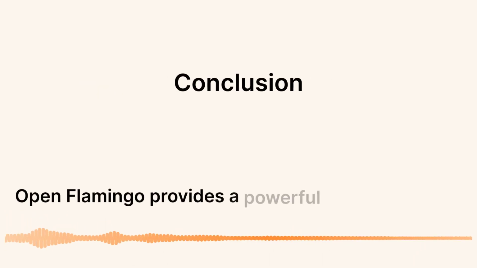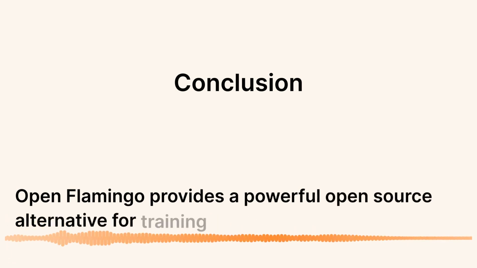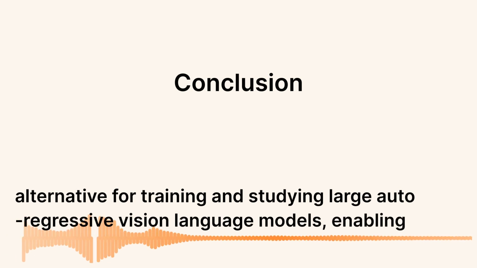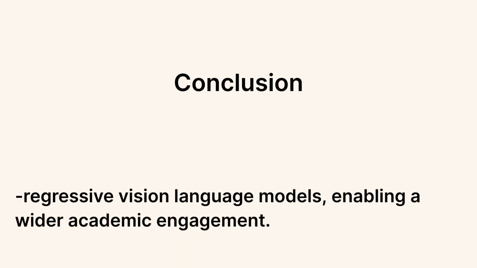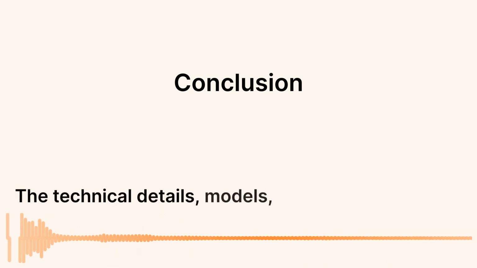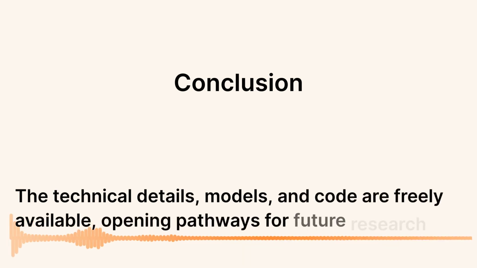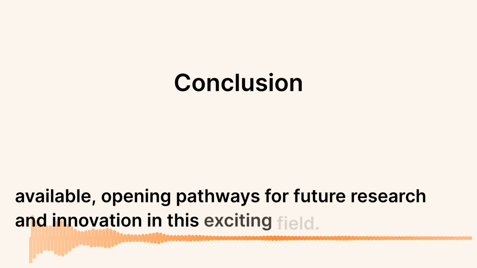OpenFlamingo provides a powerful open-source alternative for training and studying large autoregressive vision language models, enabling a wider academic engagement. The technical details, models, and code are freely available, opening pathways for future research and innovation in this exciting field.